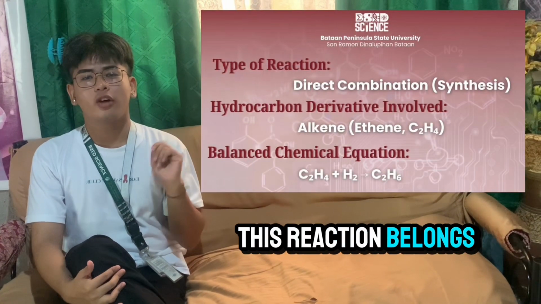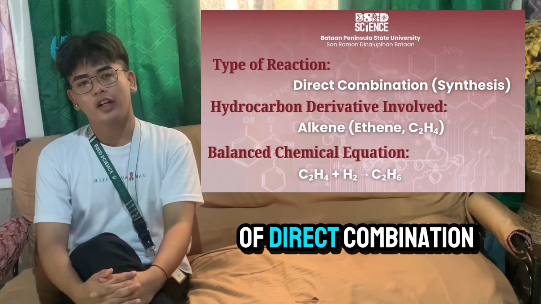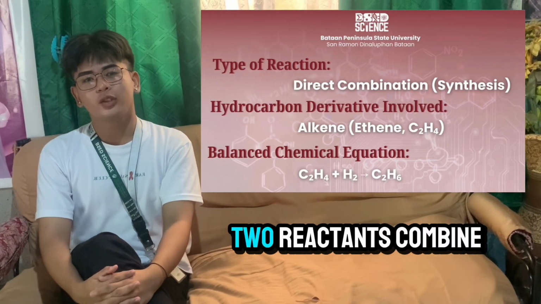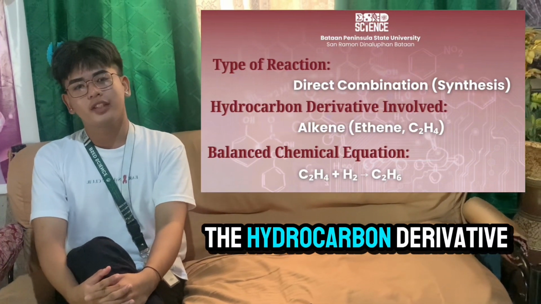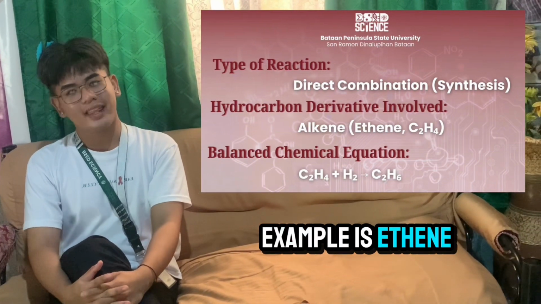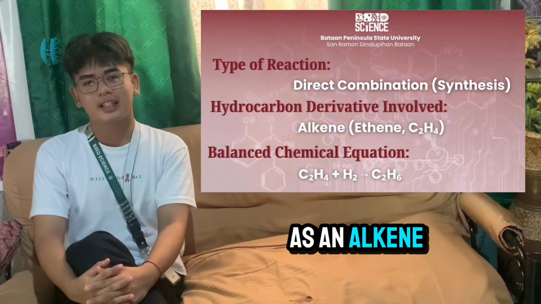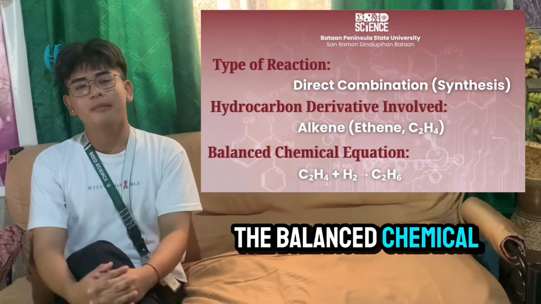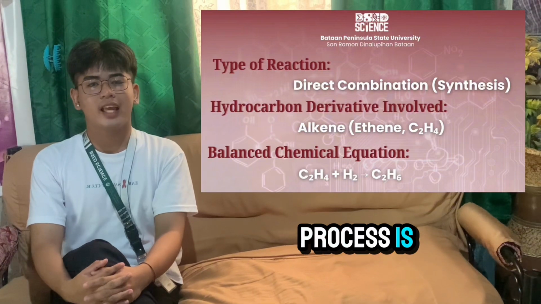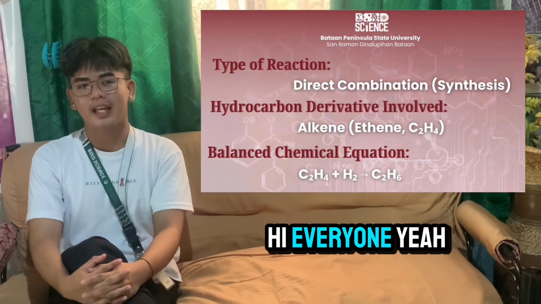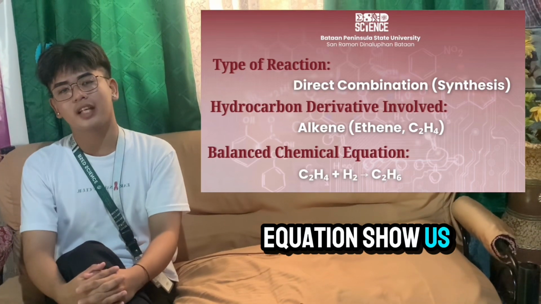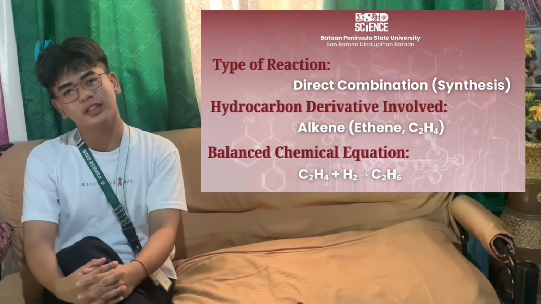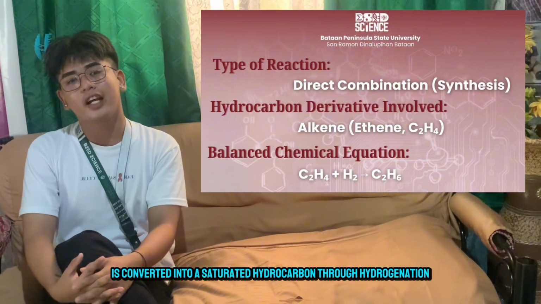This reaction belongs to the category of direct combination or synthesis because two reactants combine to form a single product. The hydrocarbon derivative used in this example is ethene, which is classified as an alkene. The balanced chemical equation for this process is C2H4 plus H2 yields C2H6. This equation shows us how an unsaturated hydrocarbon is converted into a saturated hydrocarbon through hydrogen.